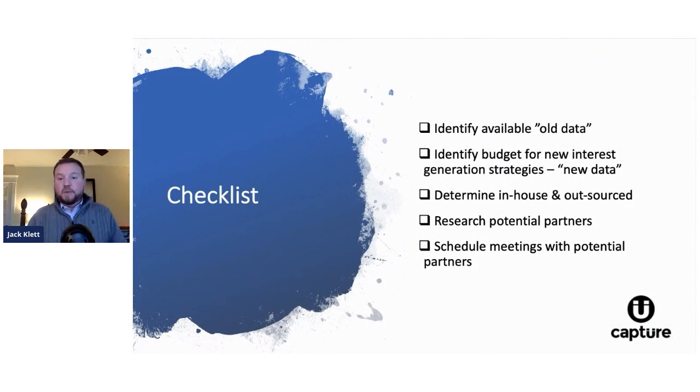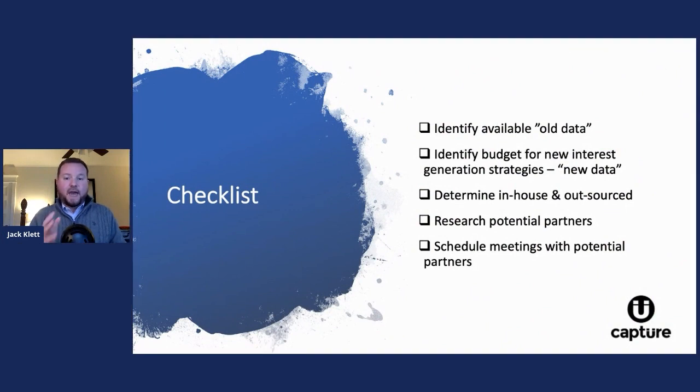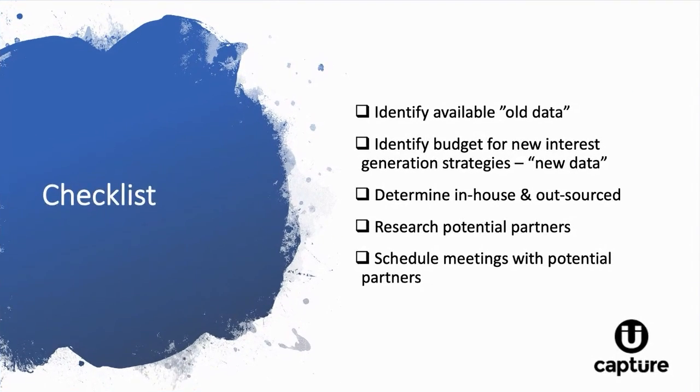All right, this has been a good deal of information. I want to make sure that I'm providing you with that actionable checklist. So as promised, here is that checklist. It's right here. Look, identify available old data, right? Take a look at all those different populations that I provided to you and determine where you are able to access that data at your institution.